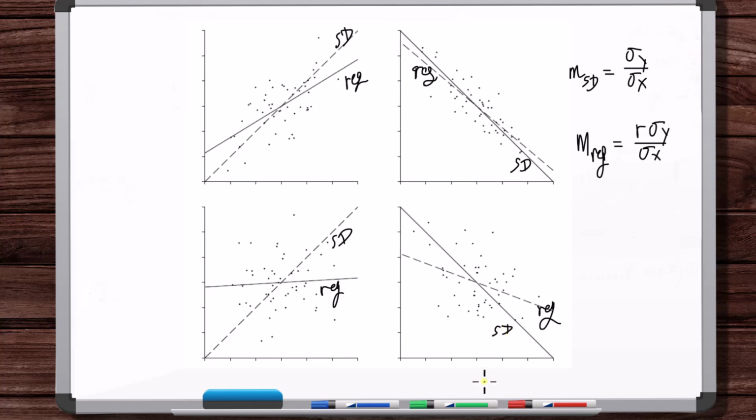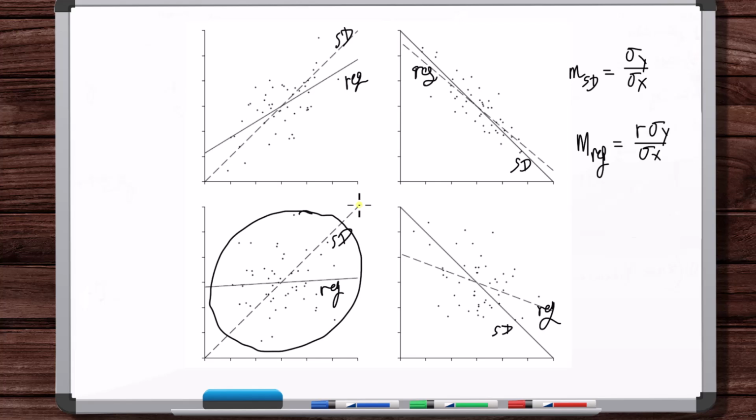This is for the linear case, for a football-shaped cloud, or elliptical-shaped, or circular-shaped cloud. This looks almost circular. That's why the SD or the regression line is almost flat. There is almost no correlation. R is almost 0.